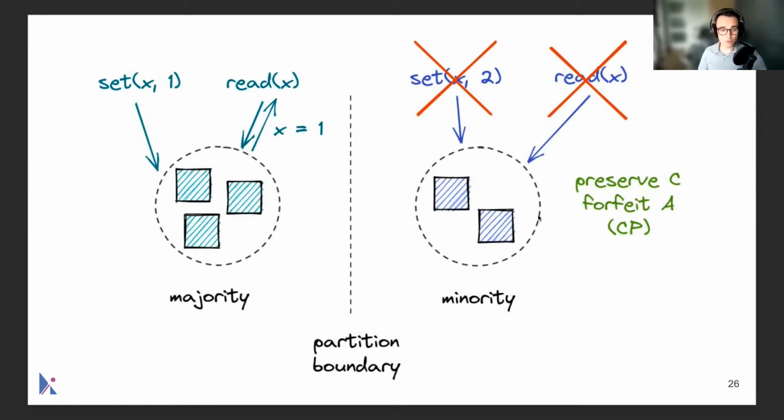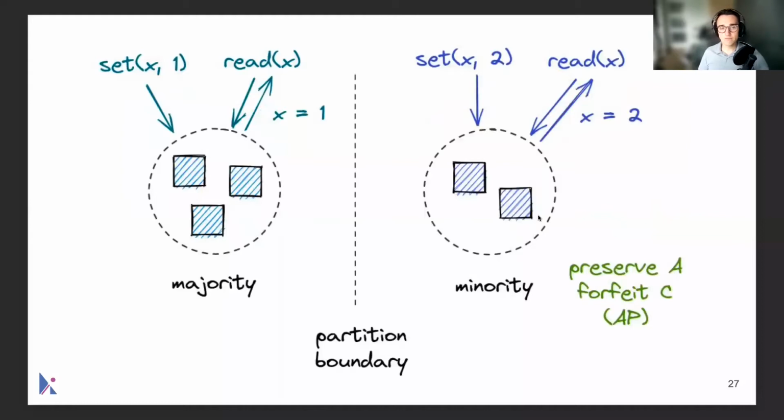Which one to choose? Which one to make available? Usually, we use the side which contains a majority of nodes. Why? The answer is fairly simple, because according to maths, we should have only one majority at a time. So that scenario is a typical example of a CP system, so a system that is consistent and partition tolerant but sacrifices availability.